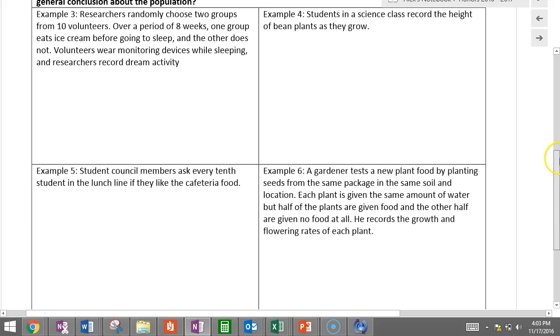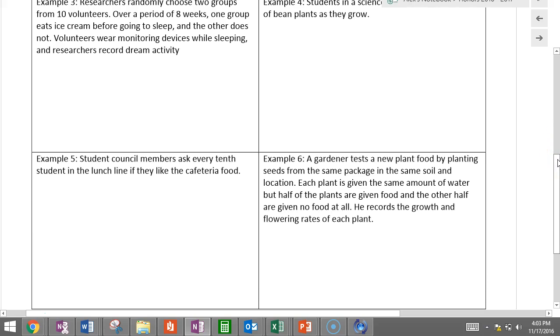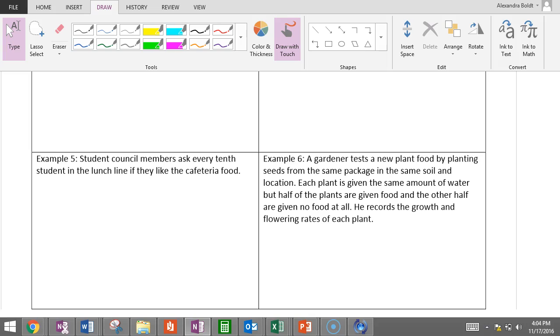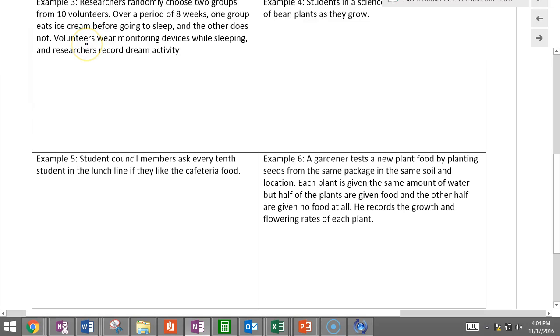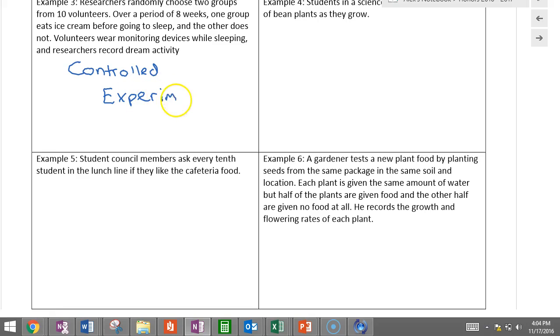Example 3, researchers randomly choose 2 groups from 10 volunteers over a period of 8 weeks. One group eats ice cream before going to sleep, and the other does not. Volunteers wear monitoring devices while sleeping, and researchers record dream activity. This is a controlled experiment. I split my sample up into 2 groups, and then did one thing to one group and not to the other.